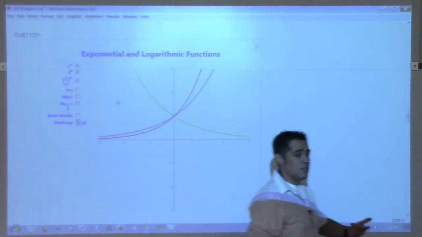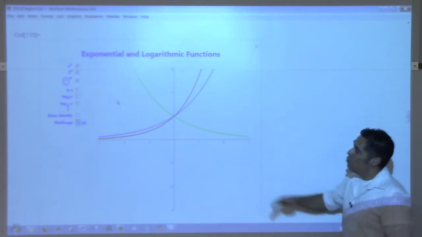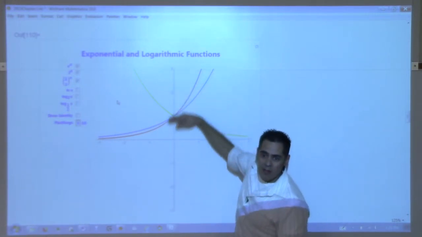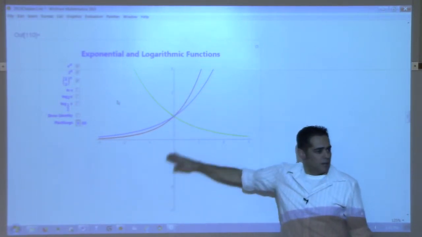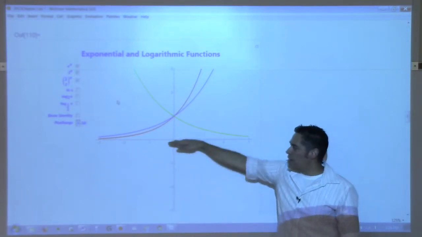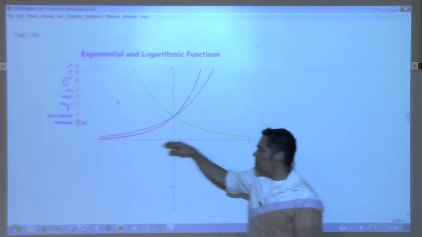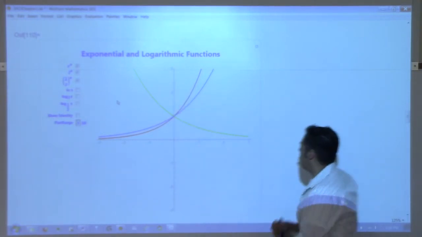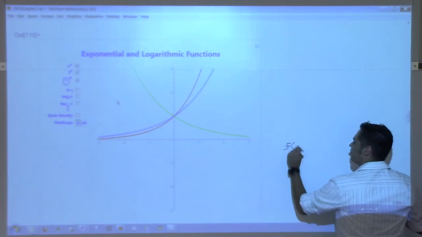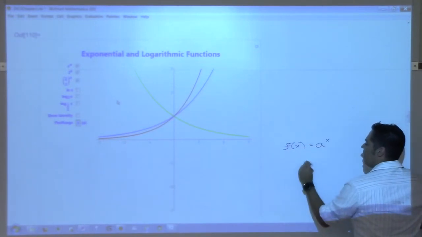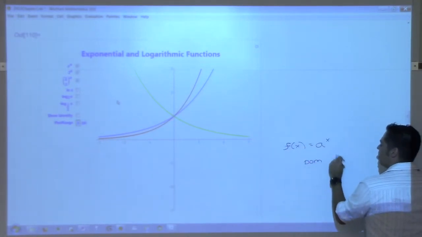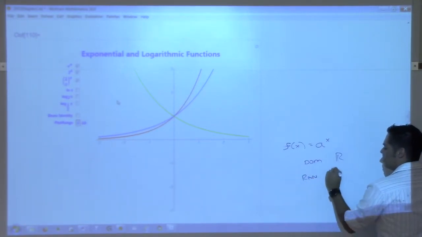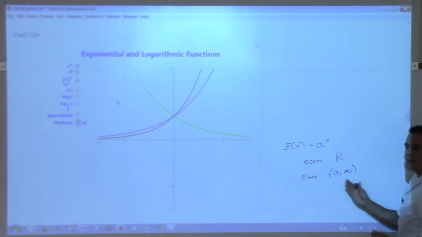Now, what about the range? We've not talked about the range. But what's the range of an exponential function? So what comes out of it? You're looking at the y-coordinates now. Do you ever get negatives out? No. Do you ever get 0 out? Your graph never hits 0. Do you get positive numbers out? Yes. So whenever you have a function that's exponential, the domain of it is all real numbers, and the range is going to be from 0 to infinity. You only get positive numbers out.